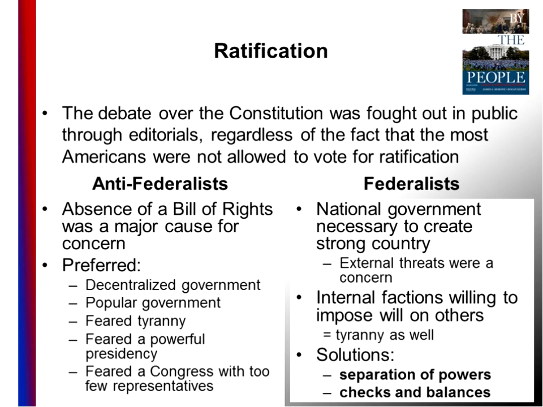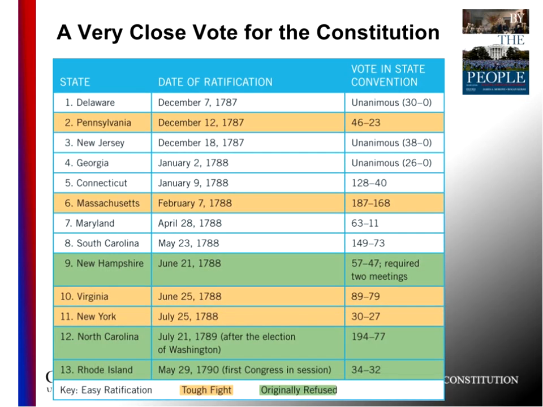Federalists fought back and said, guys, we've tried this for 10 years and it's not working. We're falling apart at the seams. We need a national government so we can create a strong country. Internal threats were a concern. Madison argued that internal factions can impose their will on others. We don't just have to fear external threats. There are internal threats. That also equals tyranny. In fact, why can't tyranny exist under a popular government? In fact, it can. So he said, in order to make sure that no one can take advantage of the power of the federal government, we're going to separate the powers and then we're going to have checks and balances, as I mentioned earlier.